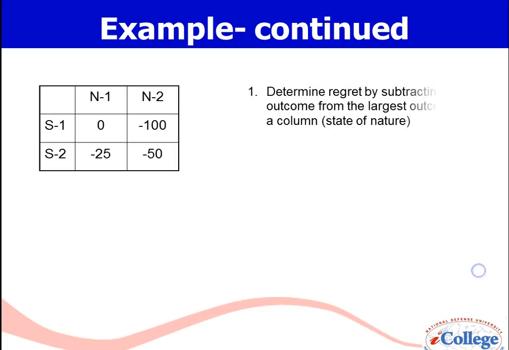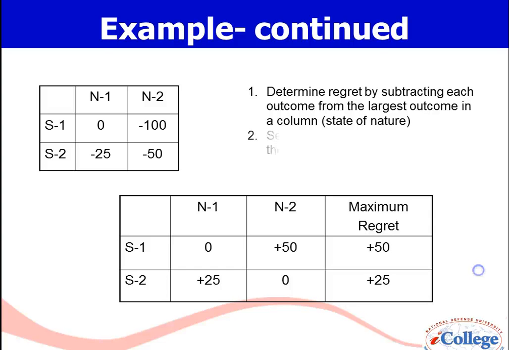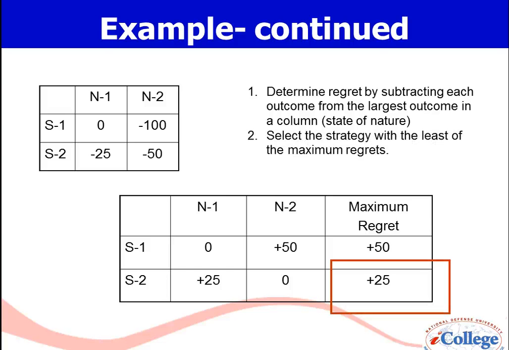There's our table. Now we're going to determine regret for each cell by subtracting the outcome from the largest outcome in a column, and then selecting the strategy with the least of the maximum regrets. And that's my calculation.